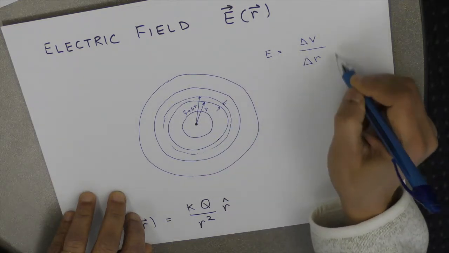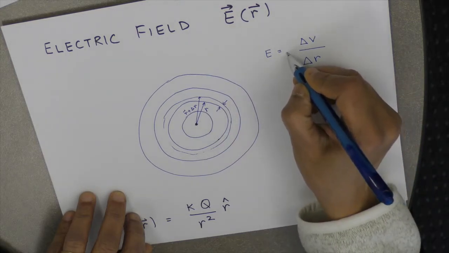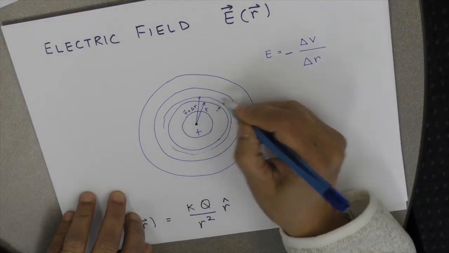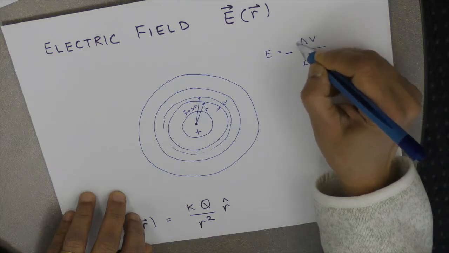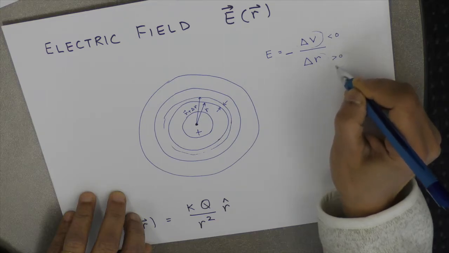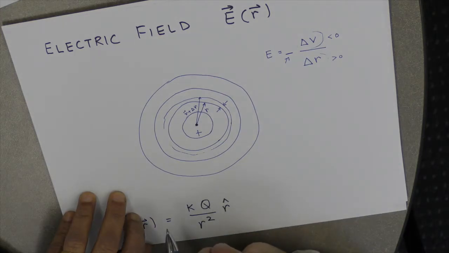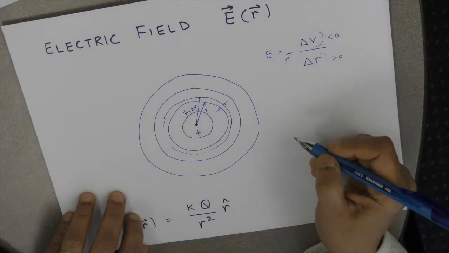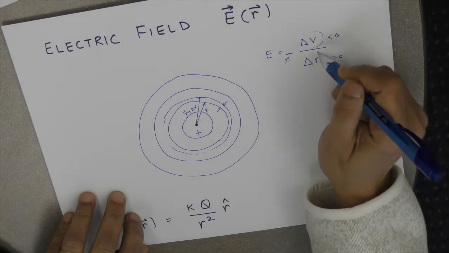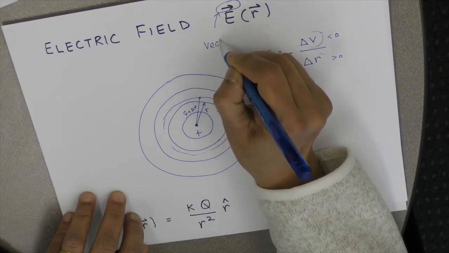If I look at this ratio, that tells me what the electric field is, and I have to put a negative sign here because for a positive charge, the potential is decreasing. So delta V is negative, delta R is positive, and I want to get a positive electric field, so I have to put that negative sign there to compensate for it. And the other difference is, while the potential was a number, a scalar, the electric field is a vector.